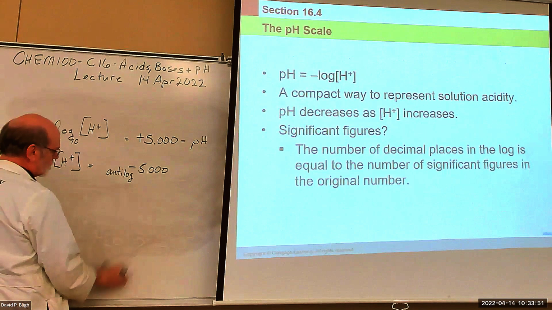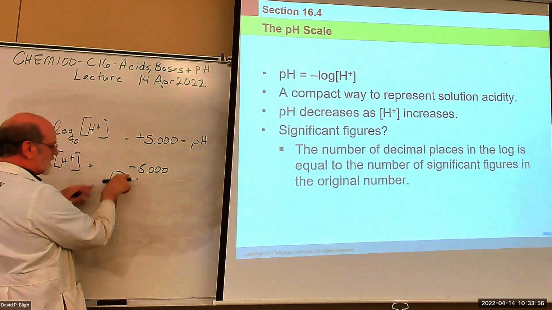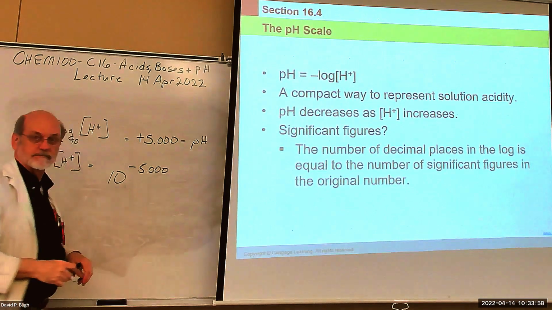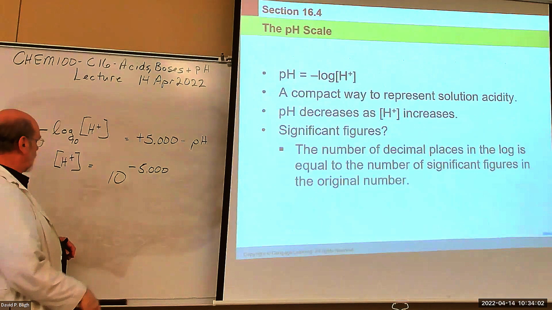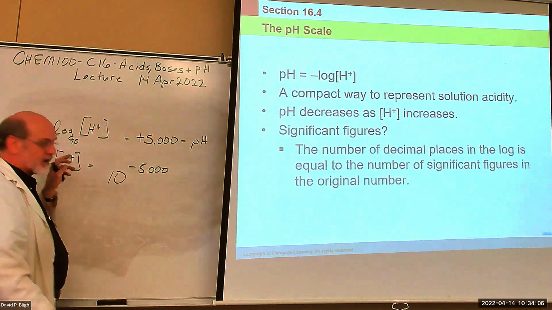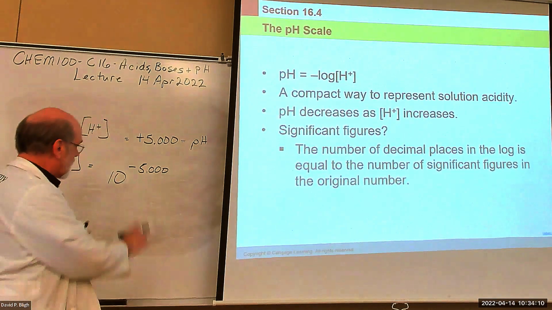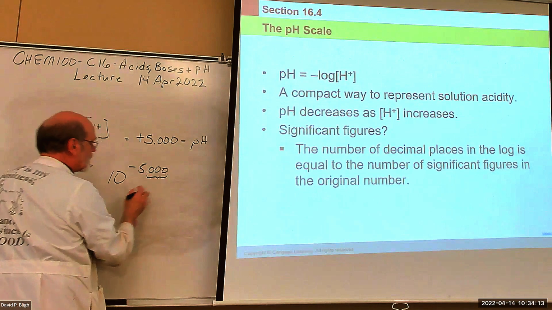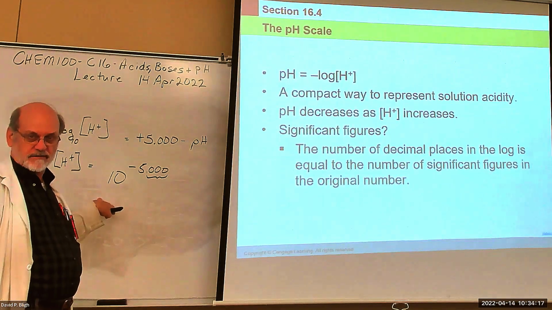So this would be 10 to the minus 5 power. Okay? And then you would just resolve that in your calculator. 10 to the minus 5 power is the hydrogen ion concentration. And then you would say 3 decimal places. You could keep 3 significant figures in your coefficient.